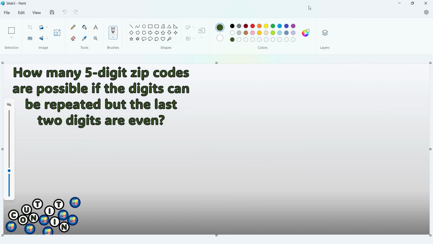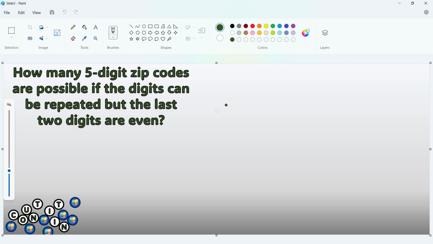How many 5-digit zip codes are possible if the digits can be repeated but the last 2 digits are even? Now for this type of situation, we are to use the fundamental counting principle in determining the number of possibilities for 5-digit zip codes together with the restriction that the last 2 should be even. Now we don't have any restrictions for the first 3 digits.